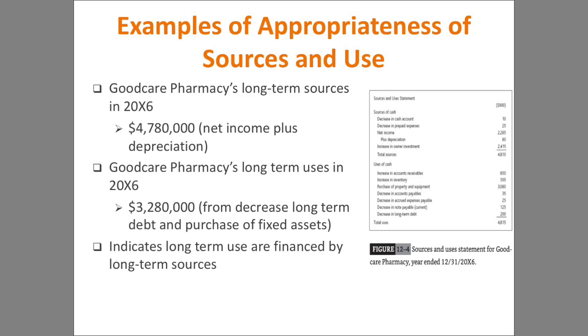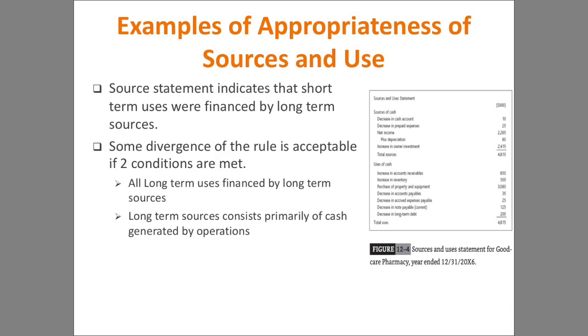So, for example, Good Care Pharmacy's long-term sources in 2006 were around 4,780,000, and that is the net income plus depreciation. Good Care Pharmacy's long-term uses were around 3,280,000, and that's from a decreased long-term debt and a purchase of fixed assets. And so, what does this statement of cash indicate? It indicates long-term uses are financed by long-term sources, that is good. The statement also indicates that short-term uses were financed by long-term sources. That is not good, just as we talked about.